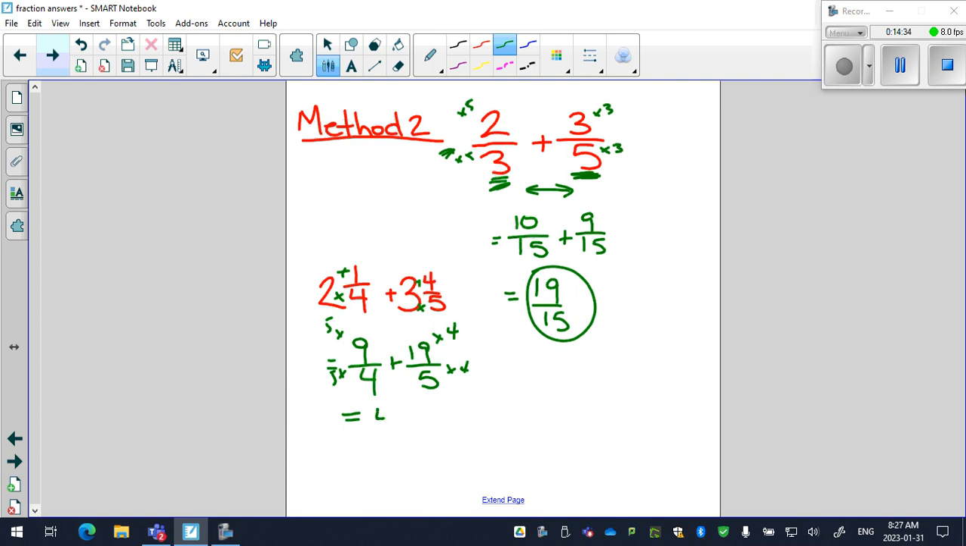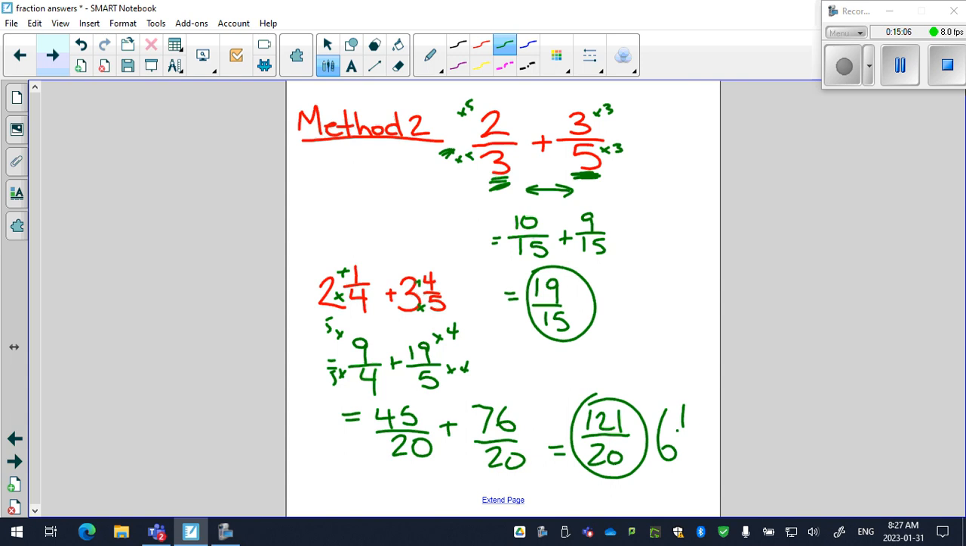So 5 times 9 is 45, and 4 times 5 is 20. And again, this is 20, and that's 80 minus 4 is 76. So I do a little mental math there. When you add those together, I see 121 over 20. You can leave it, or you can say 6 and 1/20, depending on what the question asks you. So that is our work for today.